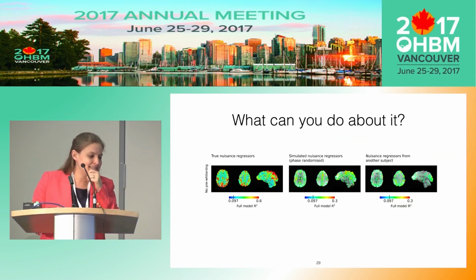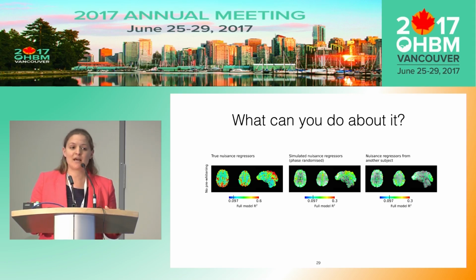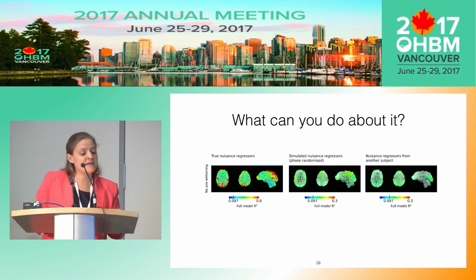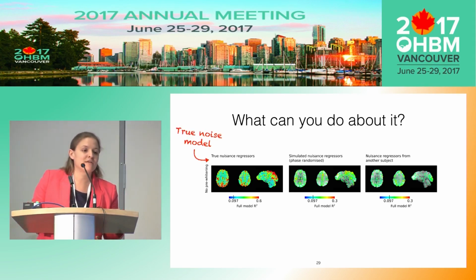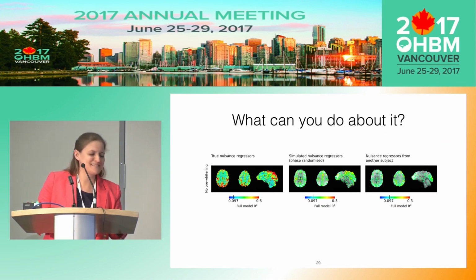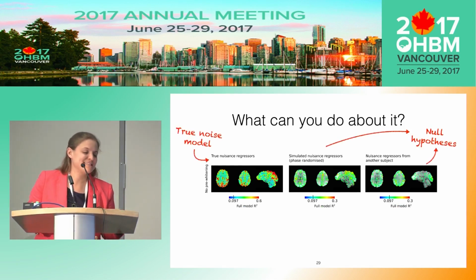What you see is I'm plotting the total model R squared for a model of nuisance regressors. And the total model R squared is roughly proportional to the amount of variance you're explaining. And because it's nuisance regression, it's the amount of variance you're then throwing away. So on the left, you see the fit of true nuisance regressors. So that's a true noise model. I'm taking the real regressors from that scan.